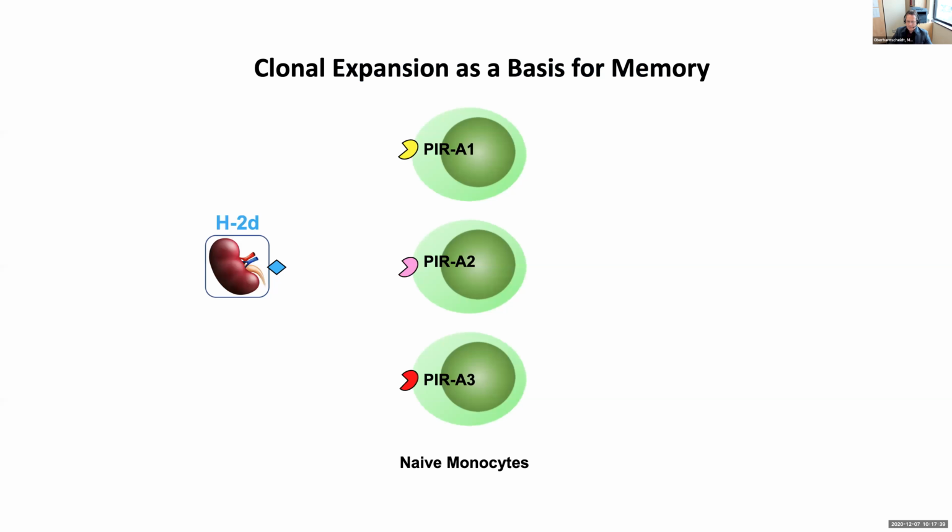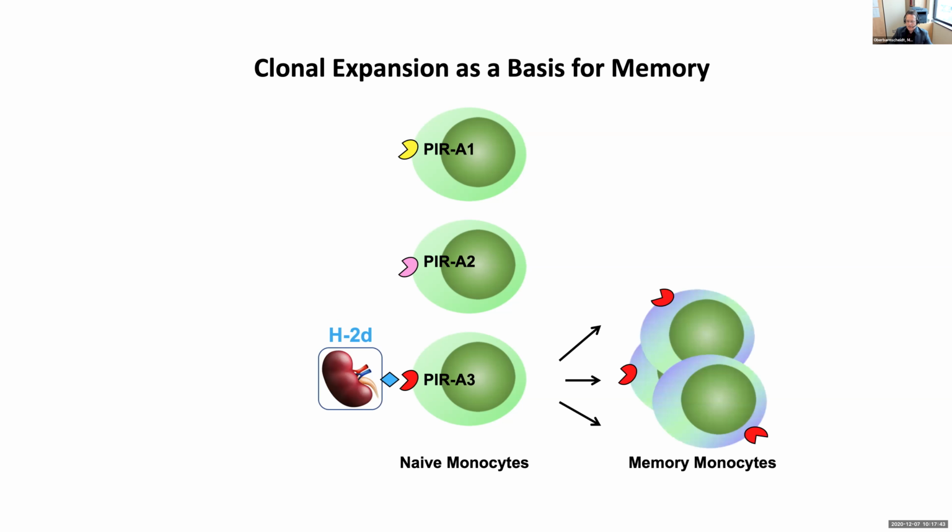So we think what is happening is that specific monocytes recognize allogeneic non-self in form of their class 1 molecules, and this then leads to a clonal expansion of memory monocytes that then can mediate a heightened response to allogeneic non-self.